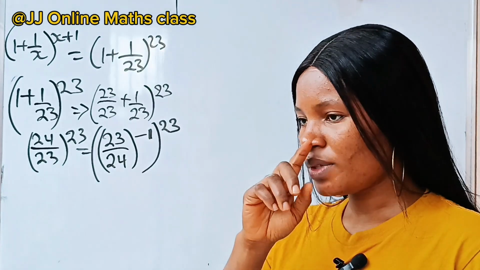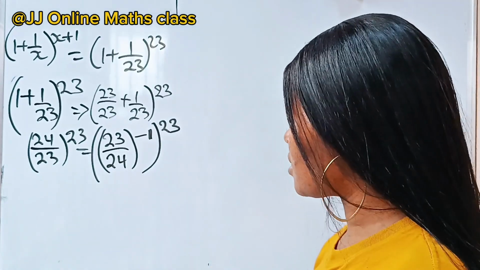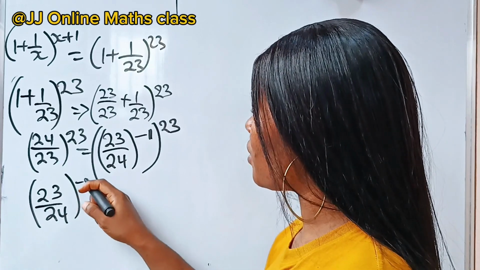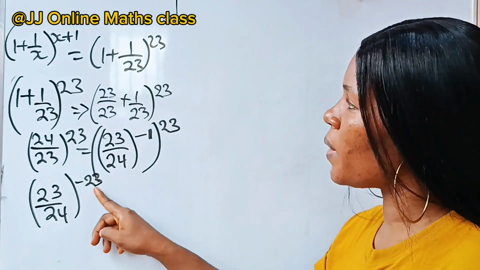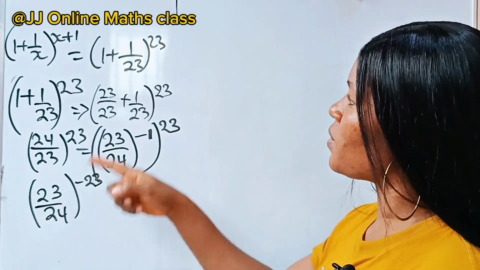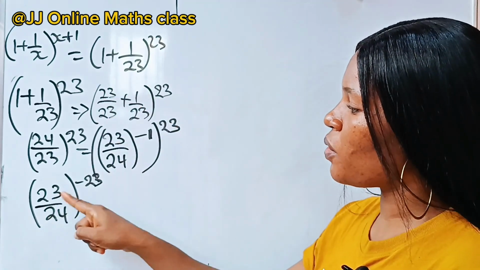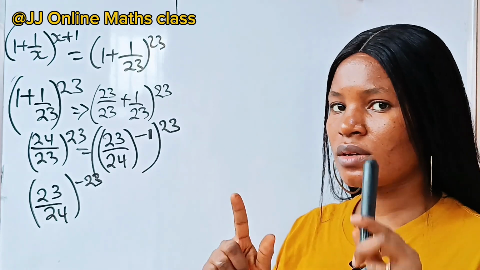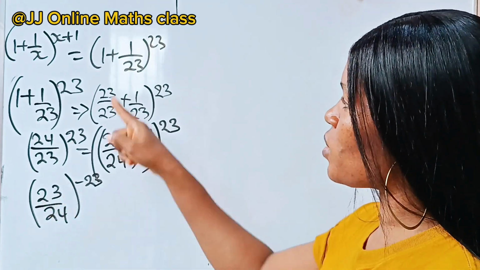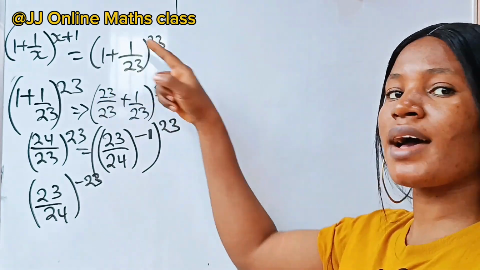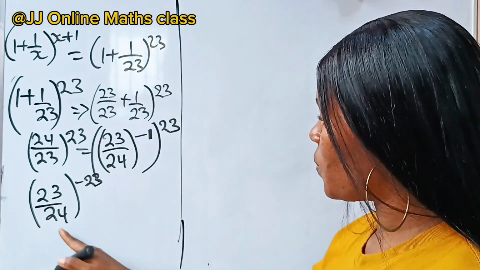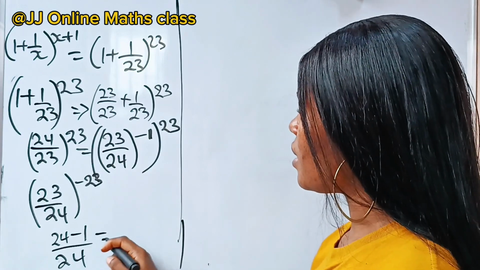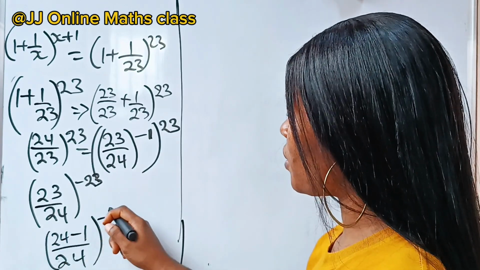Using the power rule, we multiply these exponents, so we now have 23 over 24 raised to the power of minus 23. So what do we do to make it look like this? There is a 1 plus here, and here we don't have any 1 plus, and there is a way to introduce that. Let's rewrite 23 as 24 minus 1 so that we have a whole number and 1 as part of our fraction. So we rewrite this as 24 minus 1 divided by 24, raised to the power of minus 23.